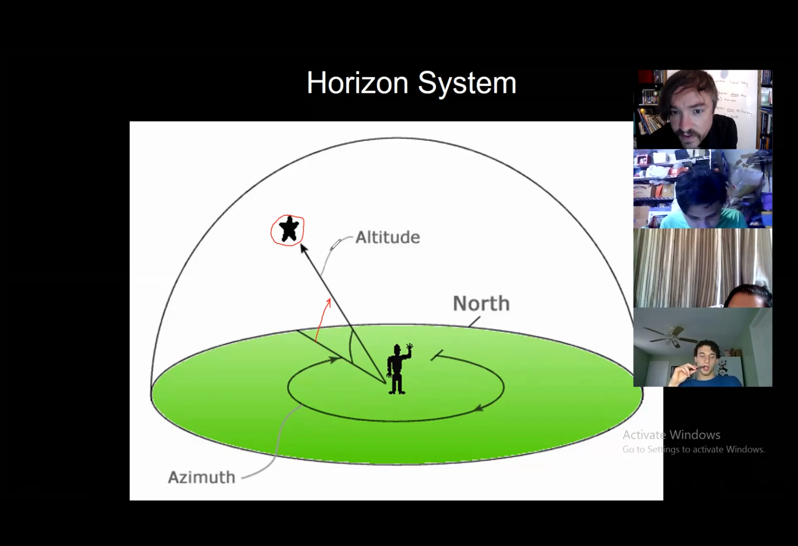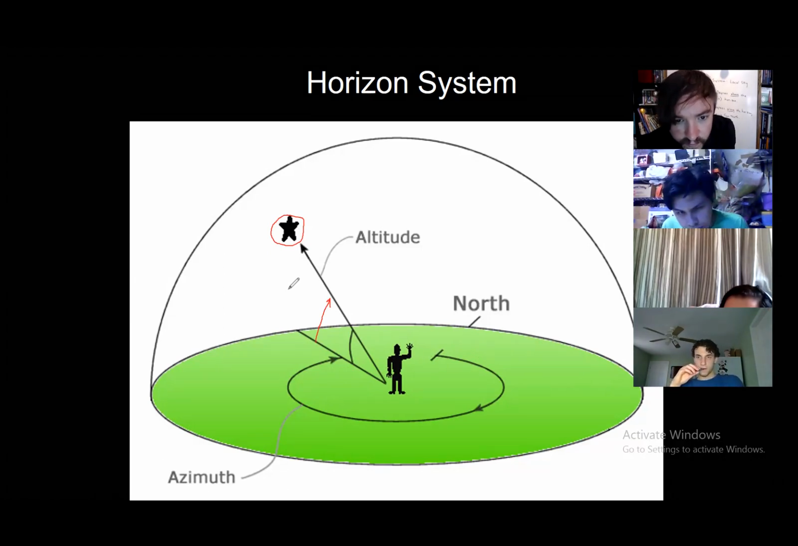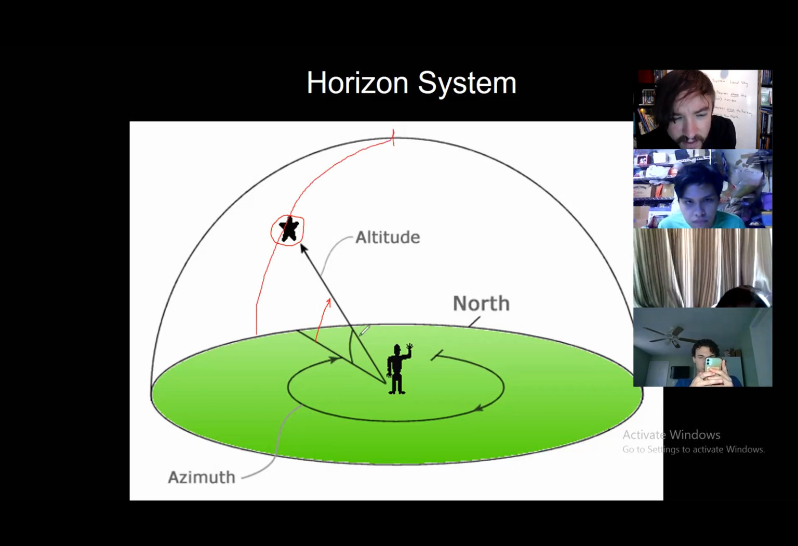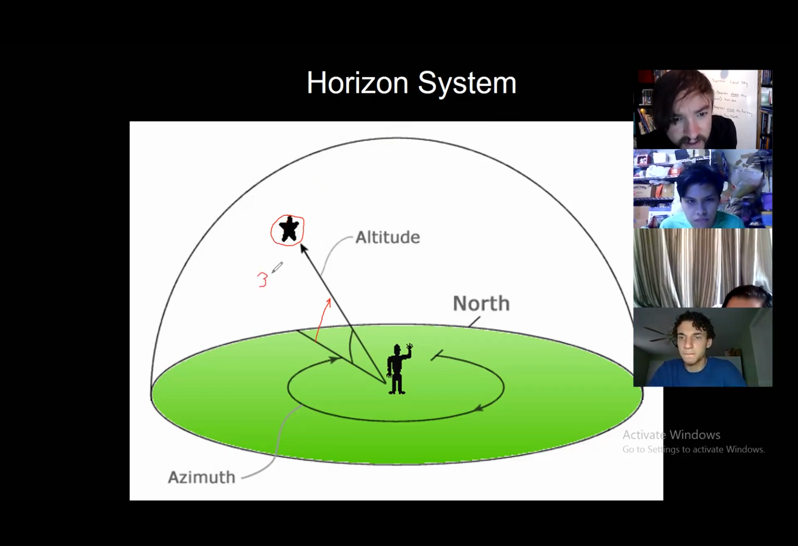What would the altitude of this star be? The altitude is about, let's say, 35 degrees. Yeah, okay. If we go all the way up to your zenith, that's 90, right? It's kind of weird because this is in 3D, but you're saying maybe it's about a third of the way up. So you said 30, 35 degrees. That's a very reasonable guess. Cool. What about the azimuth?